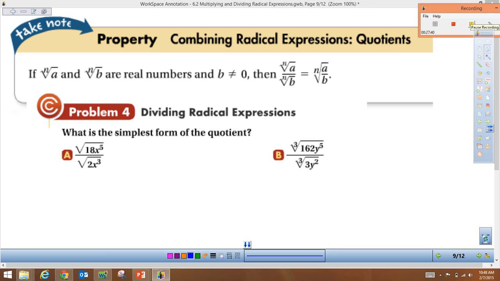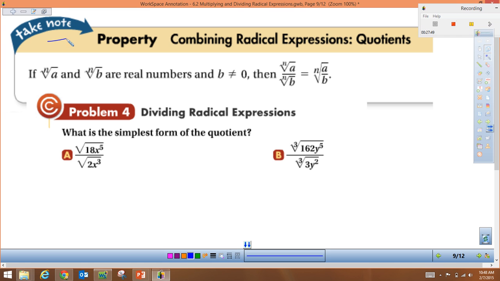Everything up until this point was dealing with simplifying and multiplying. Now we're going to deal with division or fractions, okay? So it's going to be different but similar, all right? Division, quotients. If, again, we looked at this property, the nth root of A and the nth root of B are real numbers. B can't equal 0 because, remember my shirt, can't have 0 in the denominator.